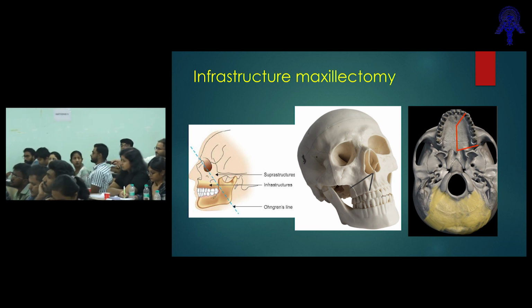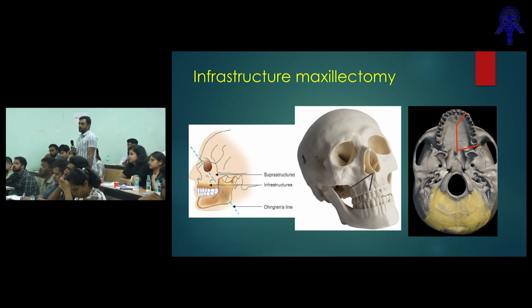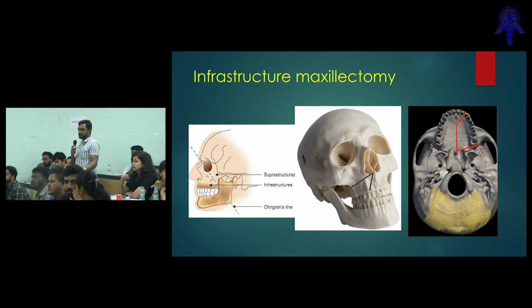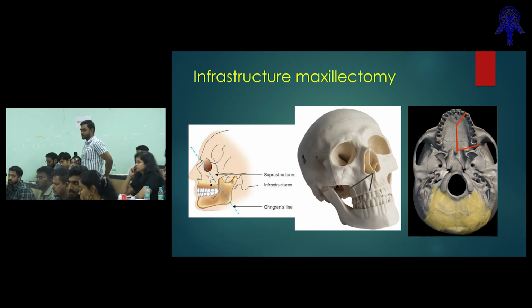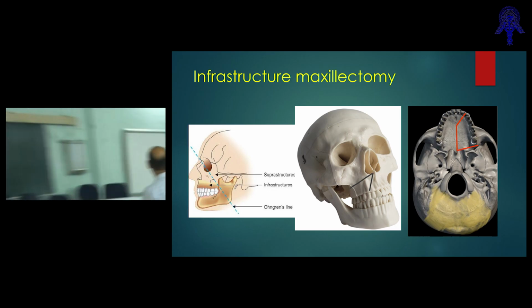Can you prognosticate the tumor by its location, whether the tumor is situated in the suprastructure or infrastructure? Which part is more dreaded? Suprastructure tumors, as they are closer to the skull base, are more dangerous than the infrastructure part. So you can see the suprastructure and infrastructure parts of the maxillectomy.